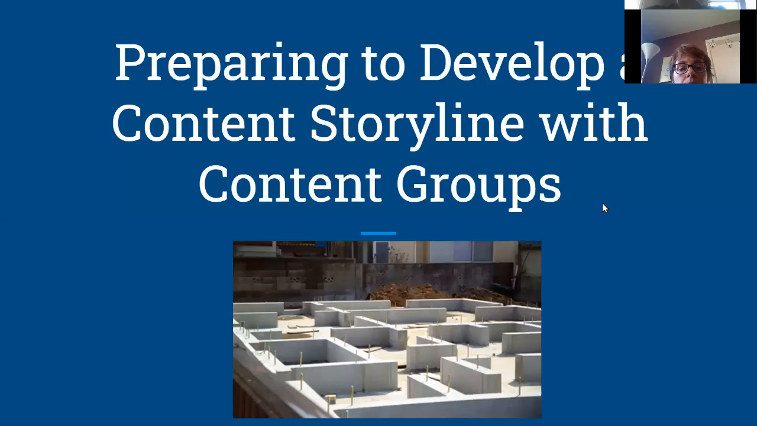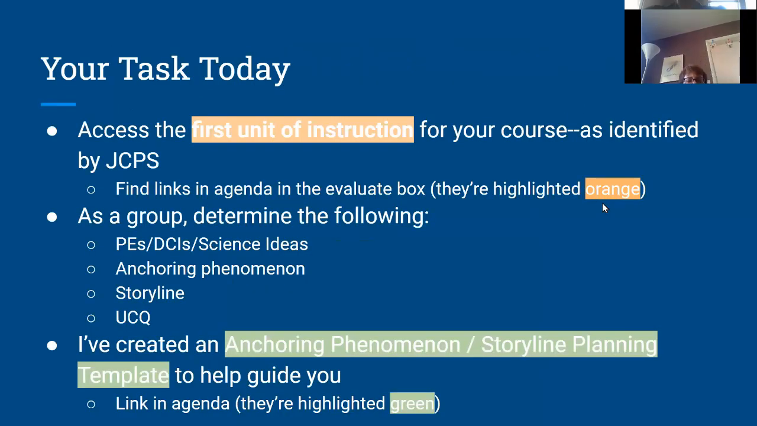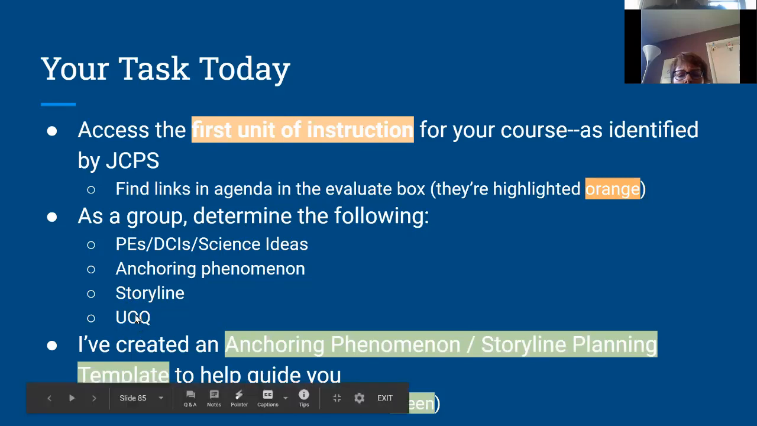All right, so preparing to develop a content storyline. First, you're going to access the first unit of instruction. It's highlighted orange in your agenda. This is the first unit as identified by JCPS. As a group, you will determine the following: the performance expectations, the DCIs, and the science ideas. What is the anchoring phenomenon? What is the storyline, and what is the unit central question? What is the big question that students are going to try to answer throughout this entire unit?